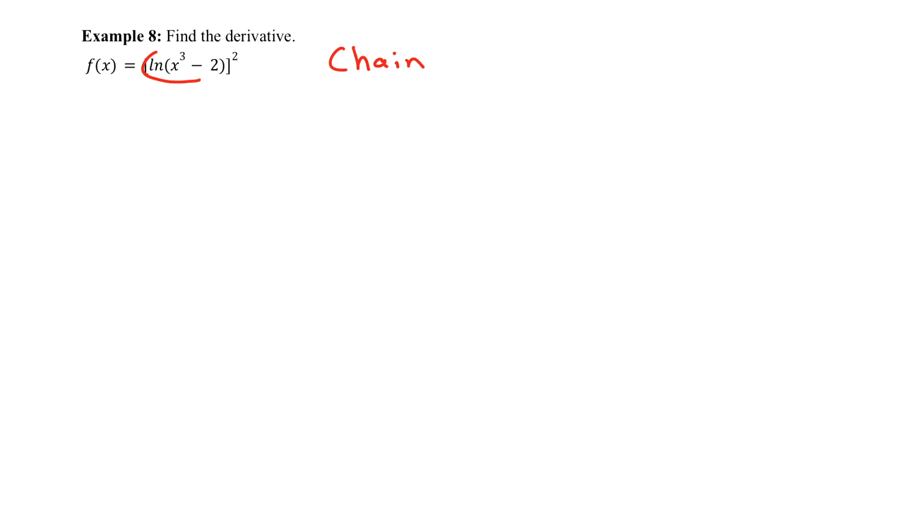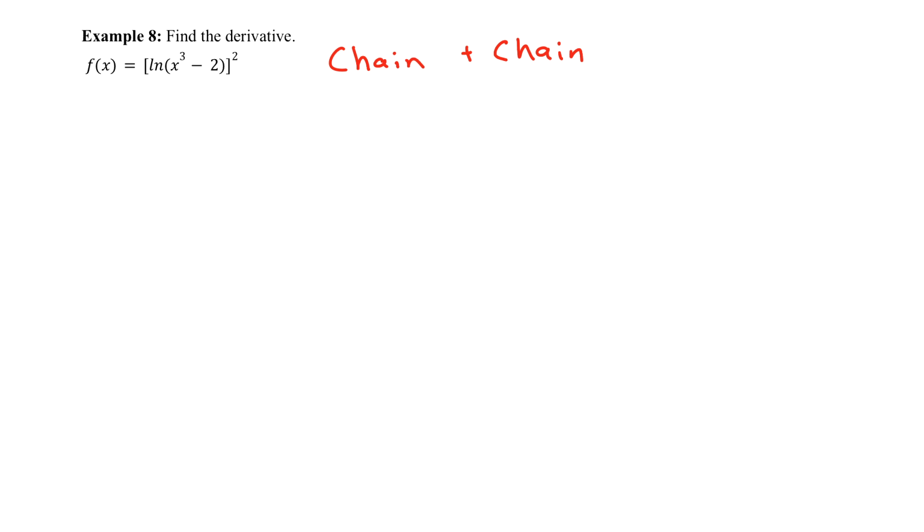But then when I go to take the derivative of this inside part, natural log of x cubed minus 2, that's going to be another chain rule. So this is a double chain rule problem. You could even have a triple chain rule problem if we wanted to really go crazy. But this is a chain rule and a chain rule.